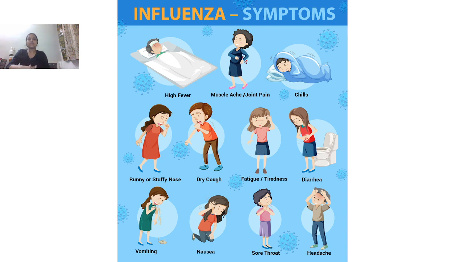So there are many symptoms which overlap with other diseases. For example, high fever, muscle ache or joint pain, chills, runny or stuffy nose, dry cough, fatigue, tiredness, diarrhea, vomiting, nausea, sore throat, headache. These symptoms, you can see, are common to many types of diseases. Even in COVID it was similar. Even in common cold you can have similar symptoms.